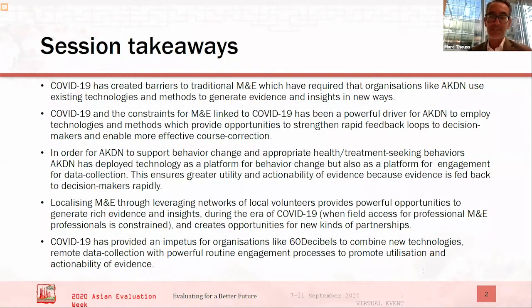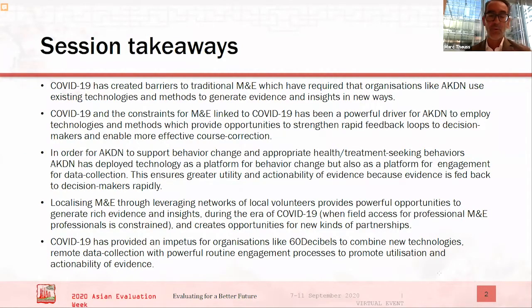We've also had some interesting experiences within AKDN of localizing M&E through leveraging networks of local volunteers, which has provided powerful opportunities for us to generate richer evidence and insights during the time of COVID-19 when it's been difficult for professional M&E teams to get access to the field.